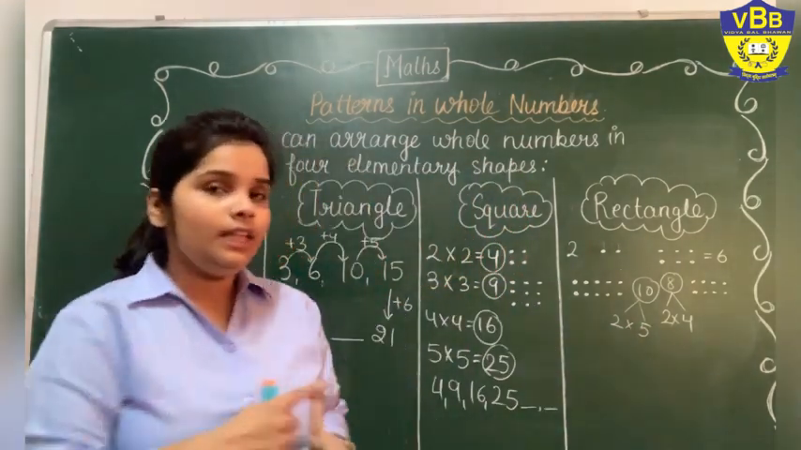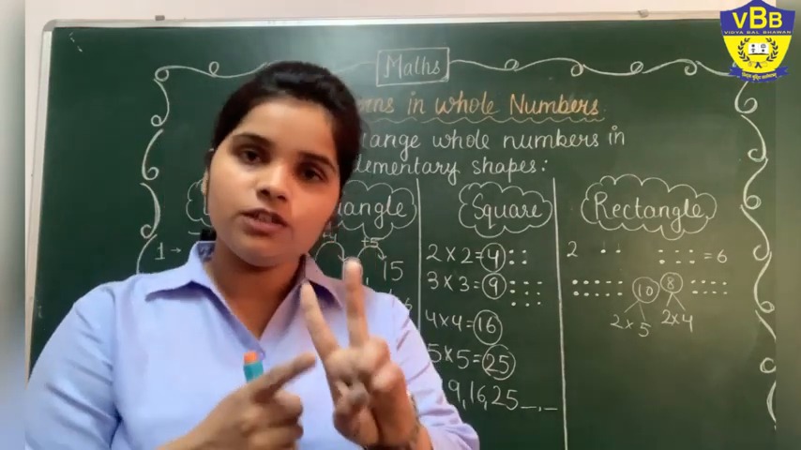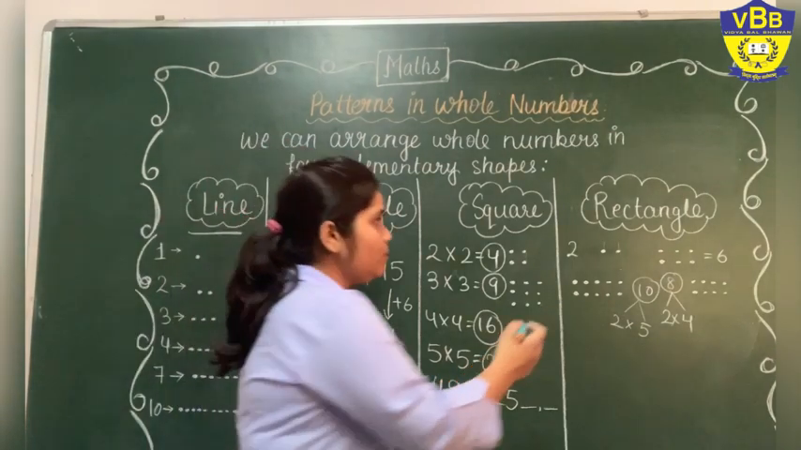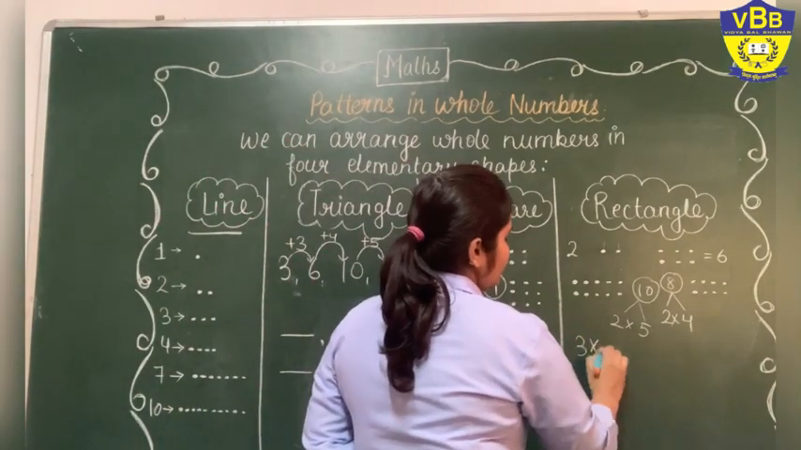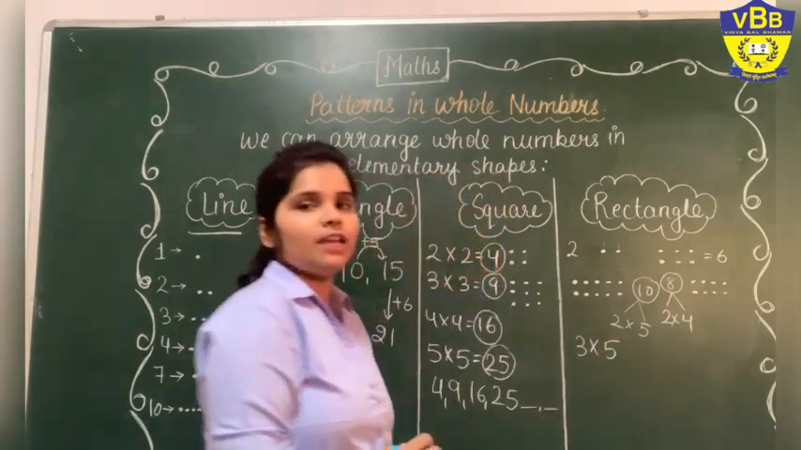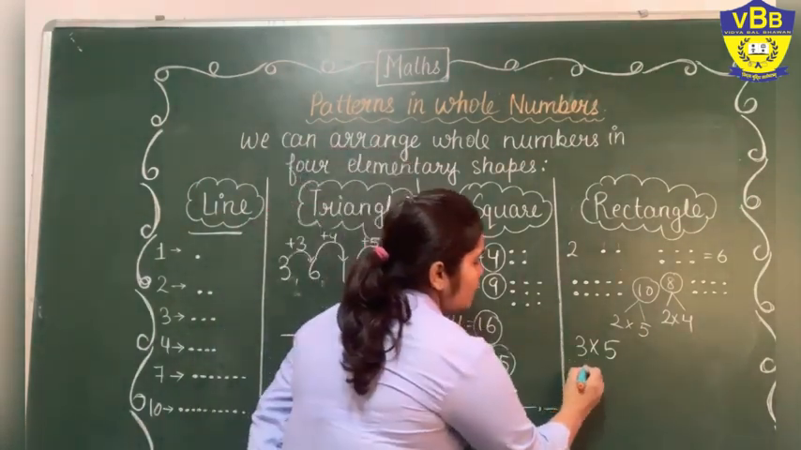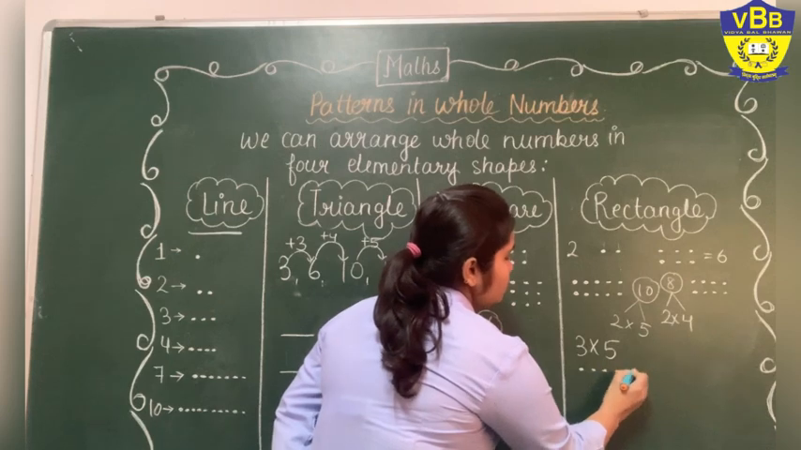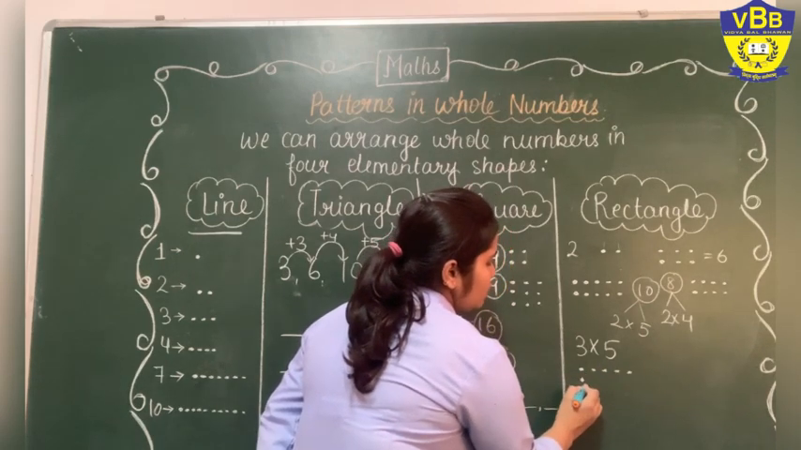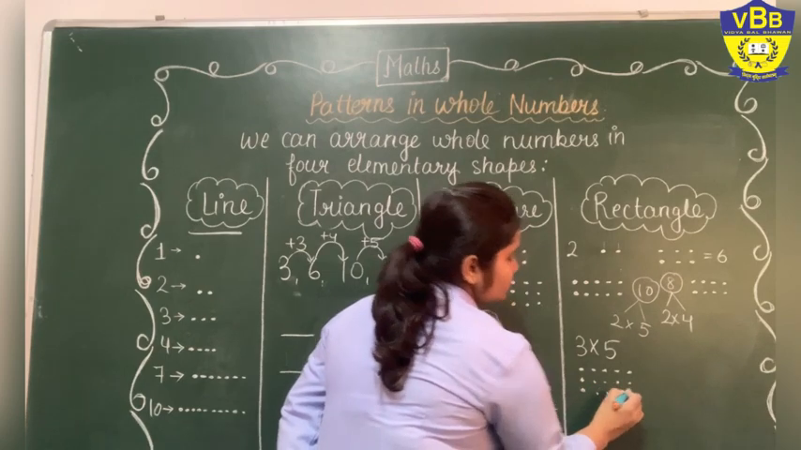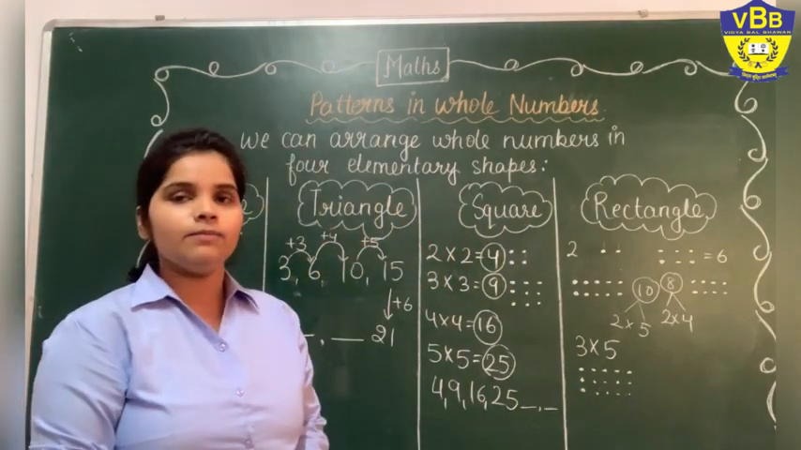So, every number which is the product of two numbers can be arranged in the rectangle form. Suppose I am writing 3 multiply 5. 3 multiply 5 means 3 rows and 5 columns. 1, 2, 3, 4, 5 columns and 3 rows. It can form a rectangle, you see.